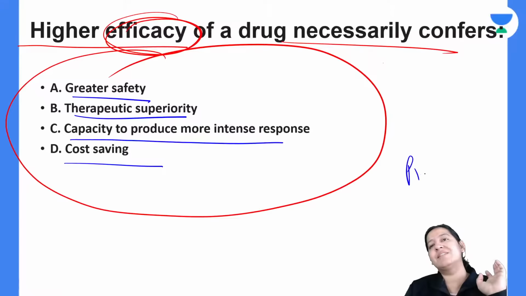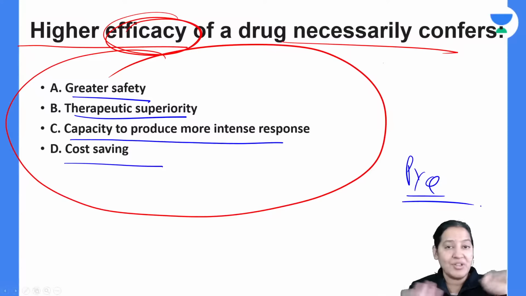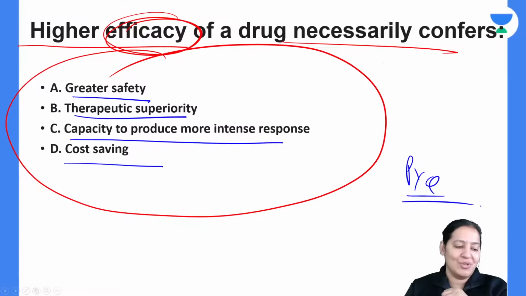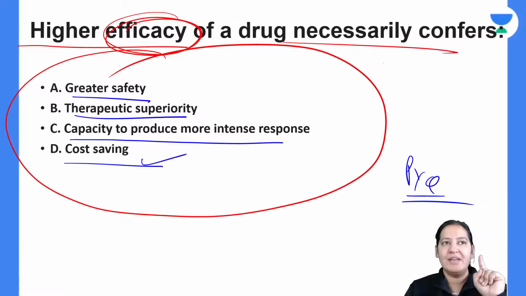All these are previous year questions of various exams. These are not new questions. These are the repeat ones. You should know the answer. So Rishinika is saying C. Anyone else? What does higher efficacy mean? Is it cost saving? Is it greater safety? Is it therapeutic superiority or capacity to produce intense response?